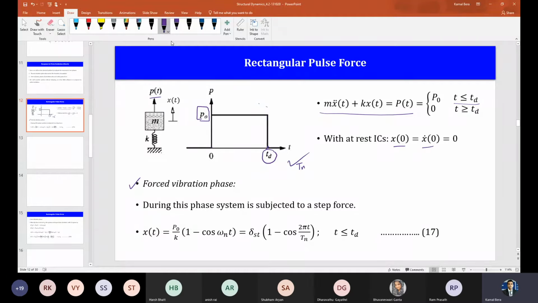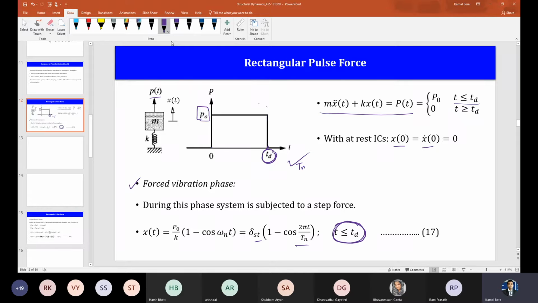It is like a ramp step force, but it finishes at time t equal to Td. So for t less than or equal to Td, I can easily write x(t) equals delta st times (1 minus cosine 2 pi t by Tn). Is it clear? You have already done this. You can go back to your notes or PPT: this is the response of an undamped system to a step loading. But here the step load finishes at time Td, so we are concentrating on the time till Td.